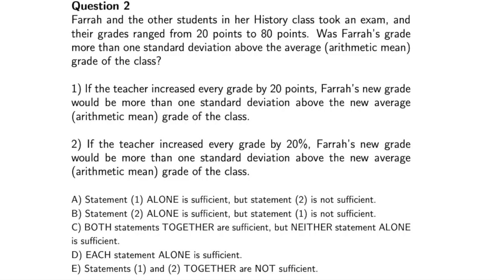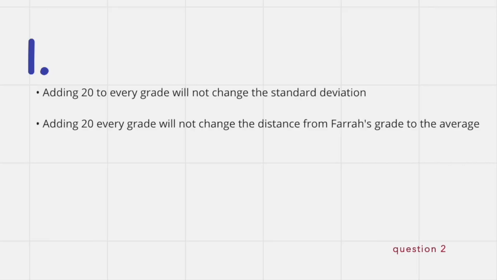If we take any set at all and just add 20 to every value in the set, then none of the distances within the set will change at all. Every value gets bigger, but they're just as far apart as they used to be. So the standard deviation in statement 1 won't change, and the distance between Farah's grade and the average won't change either.